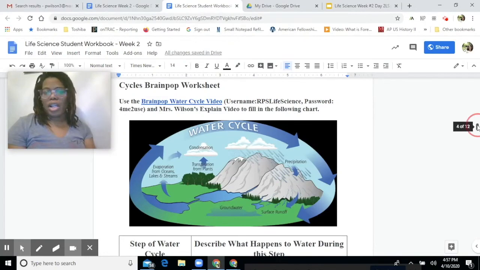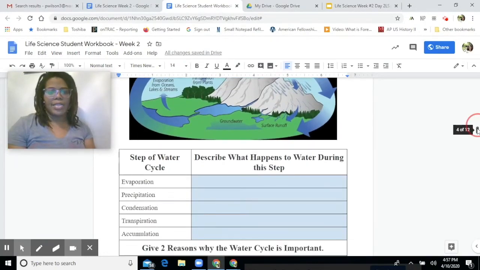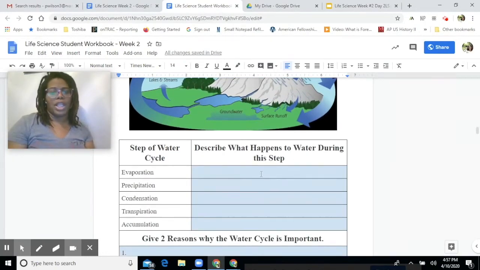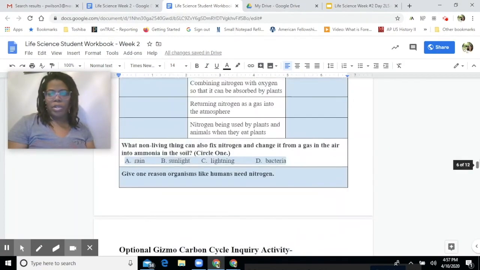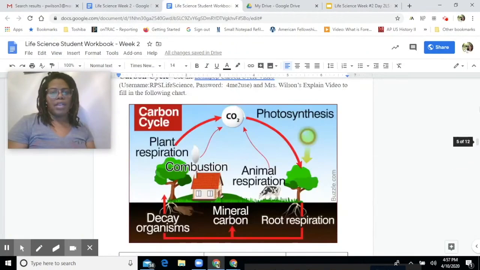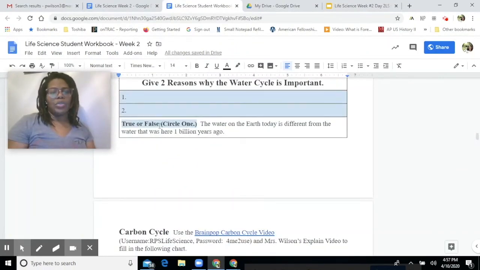So on this chart, we can see it asks us to describe what happens to the water during each step of the water cycle. What happens during evaporation, precipitation, condensation, transpiration, and accumulation. So you can just type your responses in the light blue boxes. You also need to find 2 reasons why the water cycle is important. And a true or false question, you're going to circle one of the words. The water on the earth today is different from the water that was here 1 billion years ago. So those are the answers you're looking for.